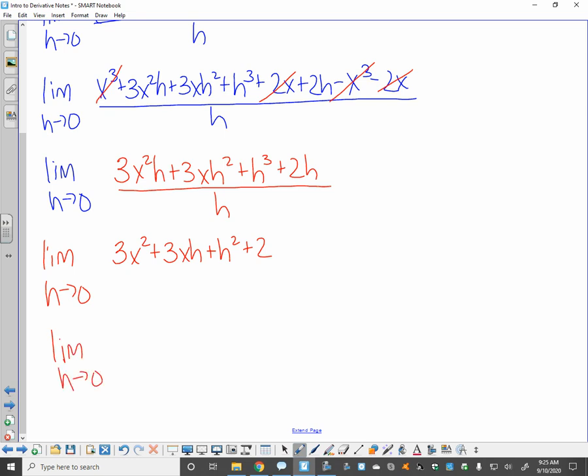Oh, nope. Now I'm pulling the trigger on my limits. I dropped the limit part. 3x squared, plus 2. So f prime of x equals 3x squared plus 2. Direction said find the derivative. There she be. Now notice this.